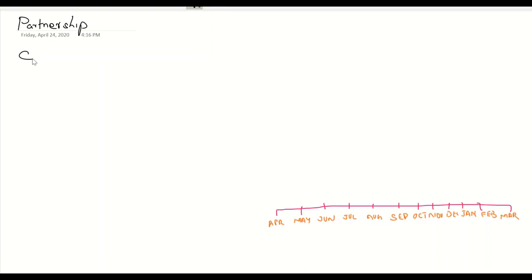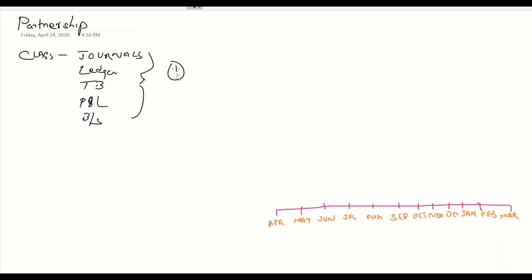So in class 11, you have learned about journals, ledgers, trial balance, profit and loss account, and balance sheet. When you were learning about all these things, you only had one capital account because there was only a single owner for this firm. This kind of a firm we call a sole proprietorship.